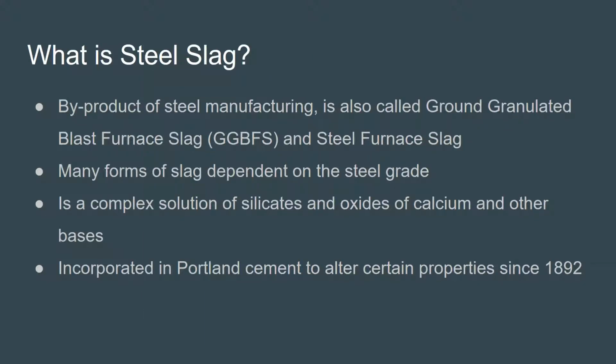So what is steel slag? Steel slag is a byproduct of steel production. It occurs during the separation of molten steel from its impurities. There are many grades of steel that will greatly alter the type of slag produced.